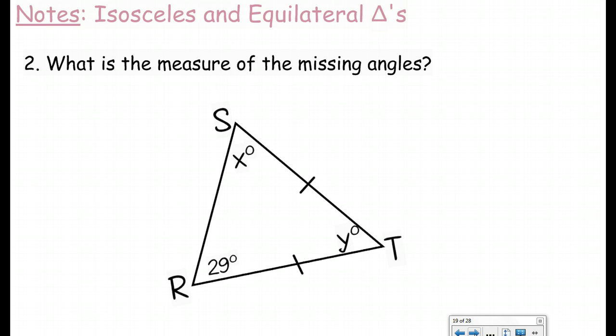The first thing I would do is find the tick marks and draw arrows away from the tick marks. Those are the base angles. Draw arrows away from the tick marks. Those are the base angles.